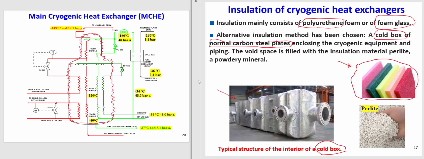So we put all the piping and all the equipment in the cold box, and we isolate it, and we fill the void space between the piping and the equipment with an isolation material like perlite. Perlite is a mineral powder, as you see in one photo here, and it is used to fill the free space between the piping and equipment in the cold box.